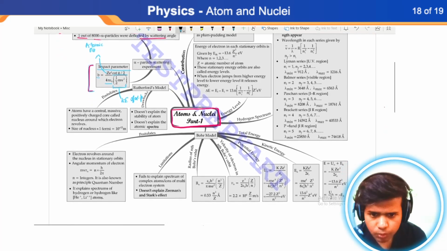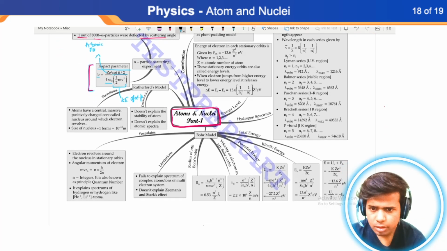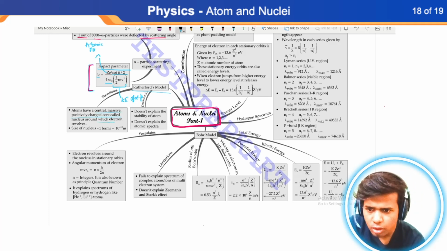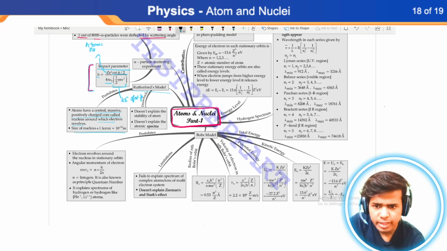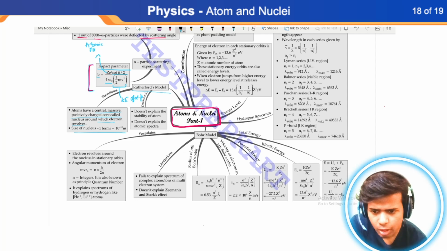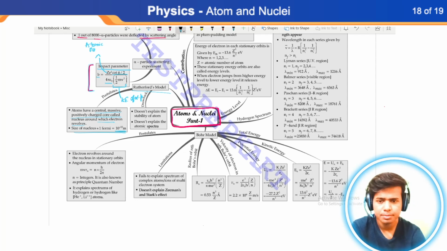Now, Rutherford's model: atoms have a central massive positively charged nucleus around which electrons revolve. He gave the size of the nucleus as around 10 to the power minus 15 meter. Based on the very little interaction of the alpha particles, he came to know that most of the atom is empty, and from the area around which scattering is happening, he gave the size of the nucleus in the range of 1 Fermi.